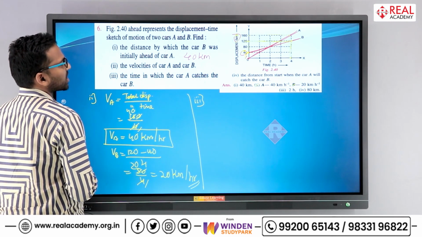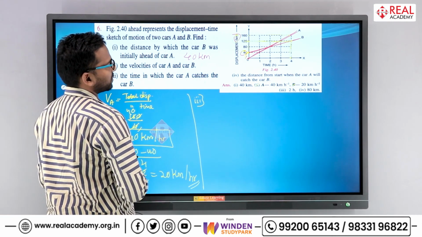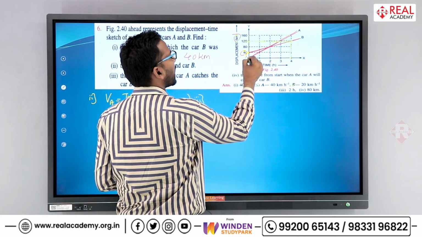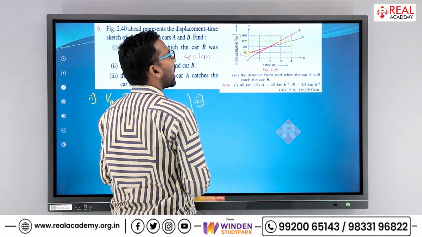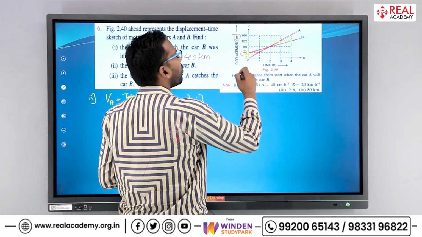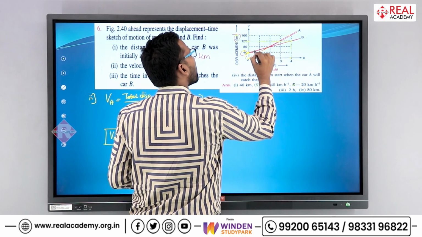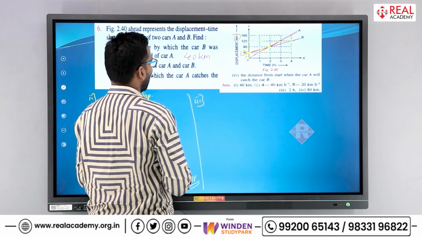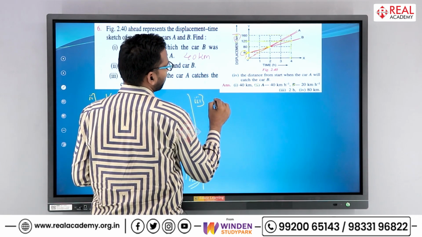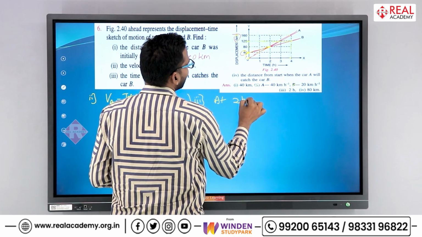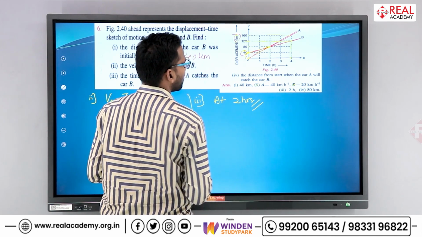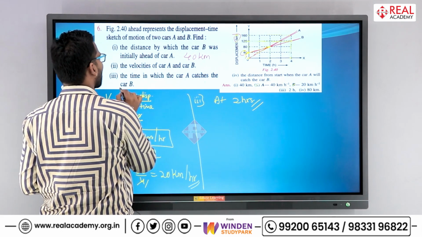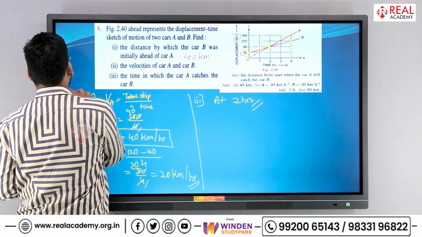The time in which car A catches car B. Initially car A was behind, lagging, and car B was ahead, 40 meters ahead. So at which time are they both meeting together? From the graph it is clearly seen at 2 hours. Third one: the time in which car A catches car B is 2 hours.